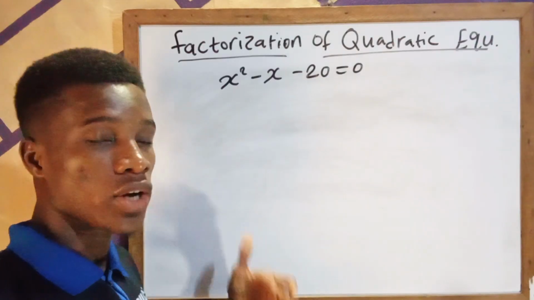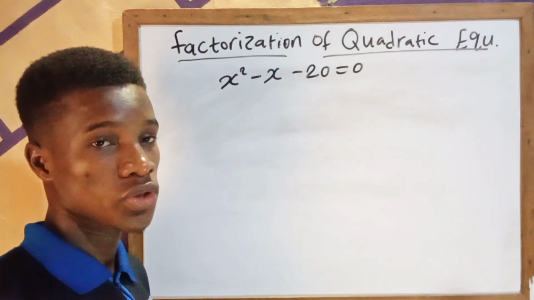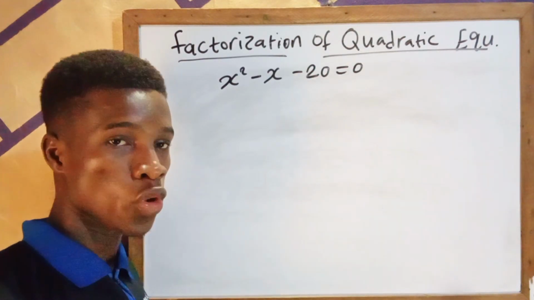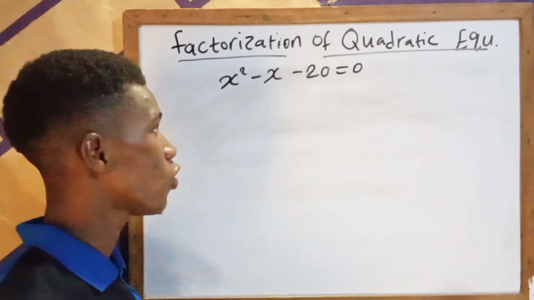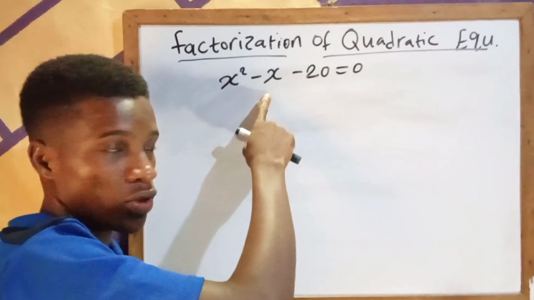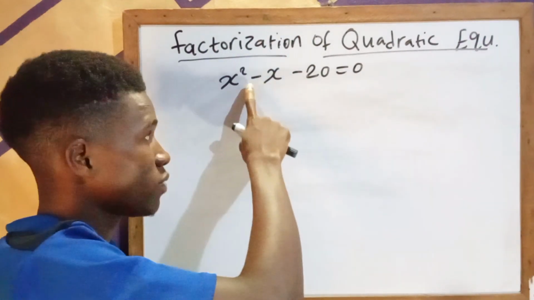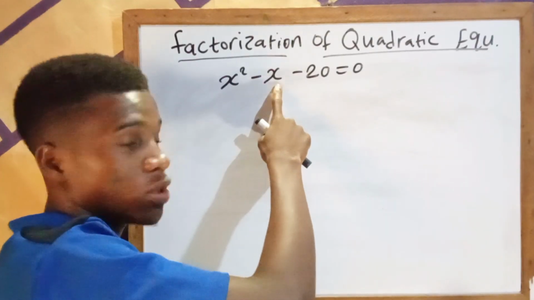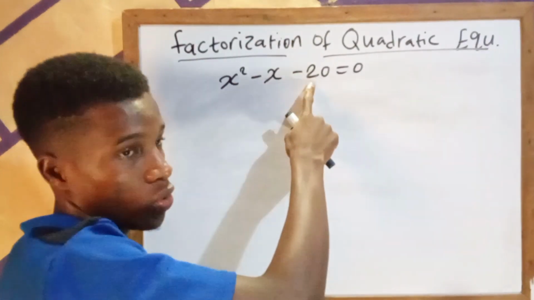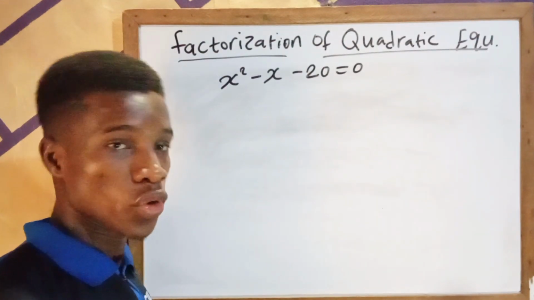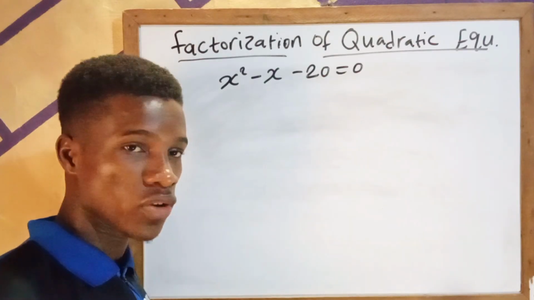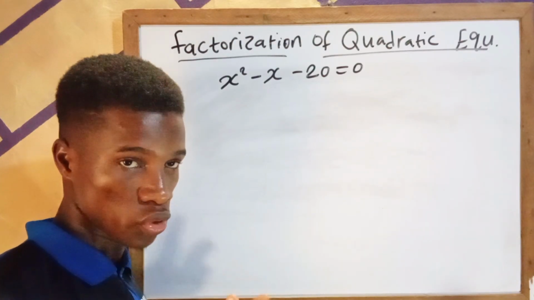Okay, so we are asked to factorize this particular quadratic equation, and I believe you know how to start by now. We look for two numbers that add together to get minus 1, because this is minus 1x, and when we multiply them, we get minus 20. So you can pause this video and do the solve. Now let me show you a trick of how to do this.